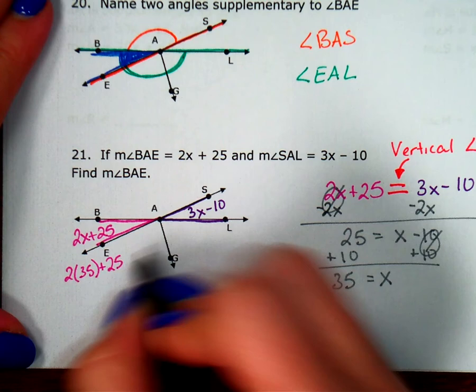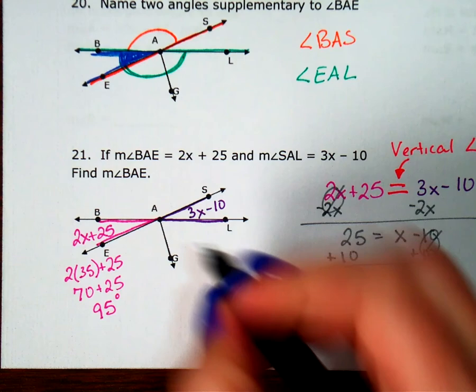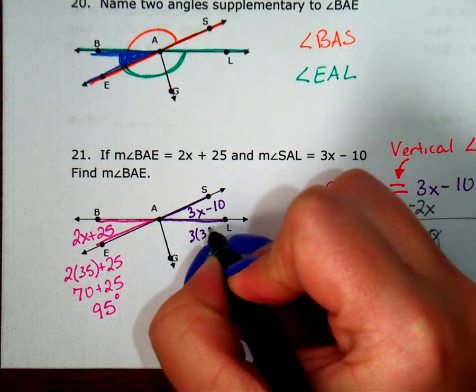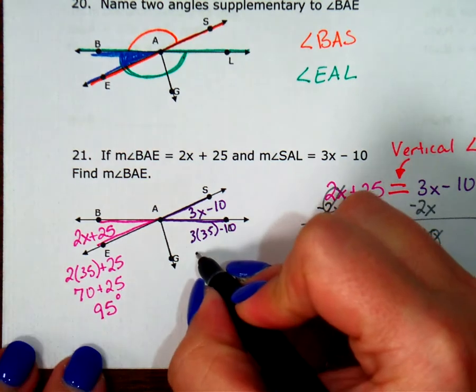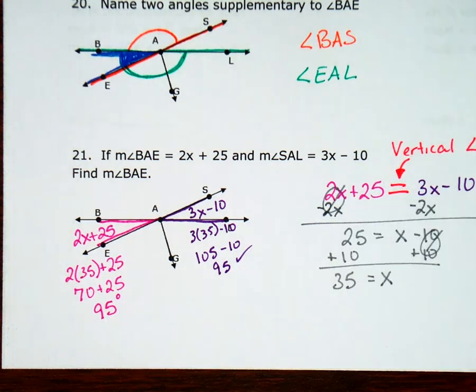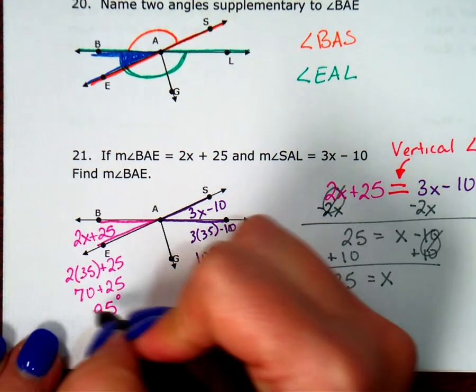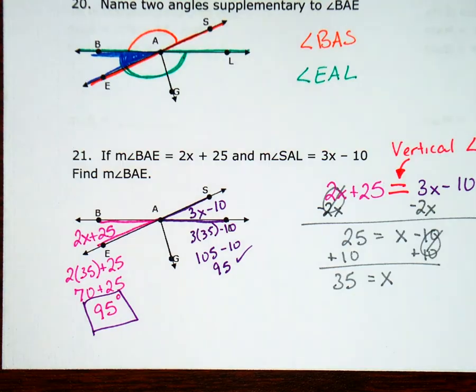Okay? If I were to check the other side, just to see if I did my math right, because I go, well, that doesn't look obtuse, I'm going to check it. So I'm going to do 3 times 35 minus 10. 3 times 35 is 105. And 105 minus 10 is 95. So it does work out. My answer is that angle is 95 degrees.